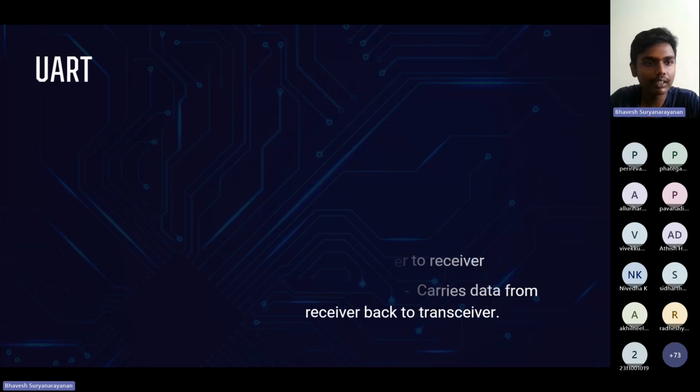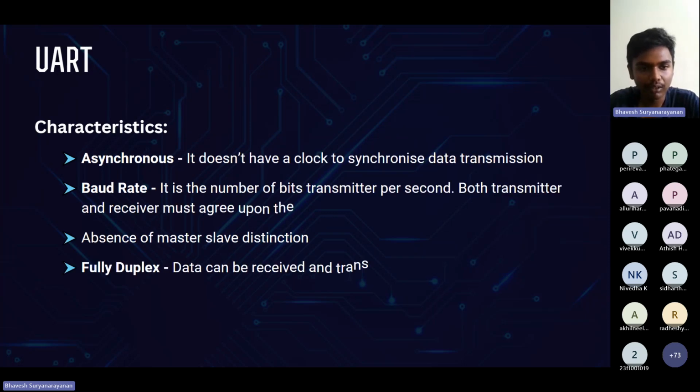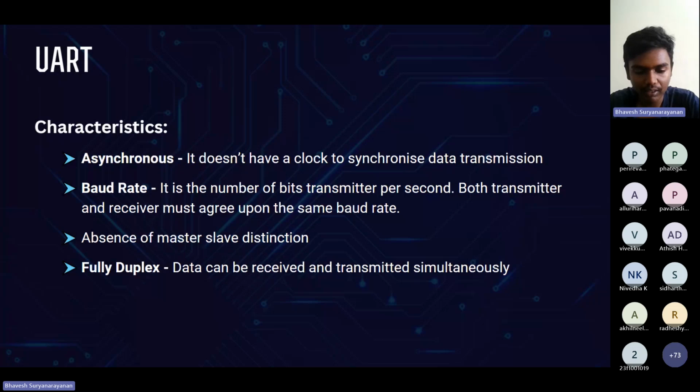So let's see the characteristics of UART. The first thing is, as I said, it's asynchronous. It doesn't need a clock to moderate the flow, so the data is sent continuously. But it needs to have a particular baud rate. Baud rate is the number of bits transferred per second. Both the devices must have the same baud rate for a successful UART communication.